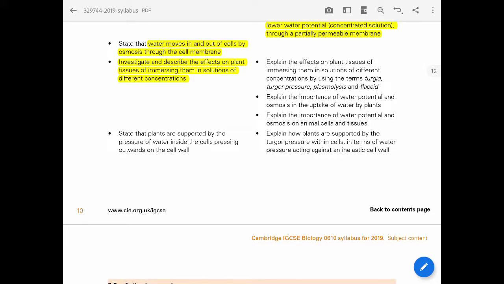Okay, so last video we learned about this. Now in this video we will be covering this part. Explain the importance of water potential and osmosis in the uptake of water by plants.